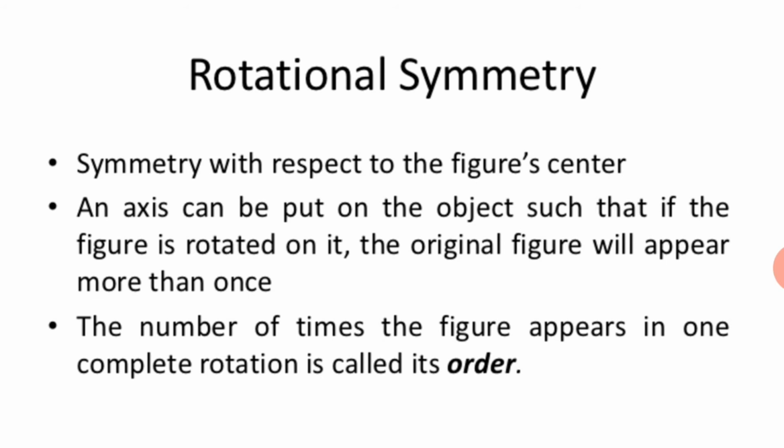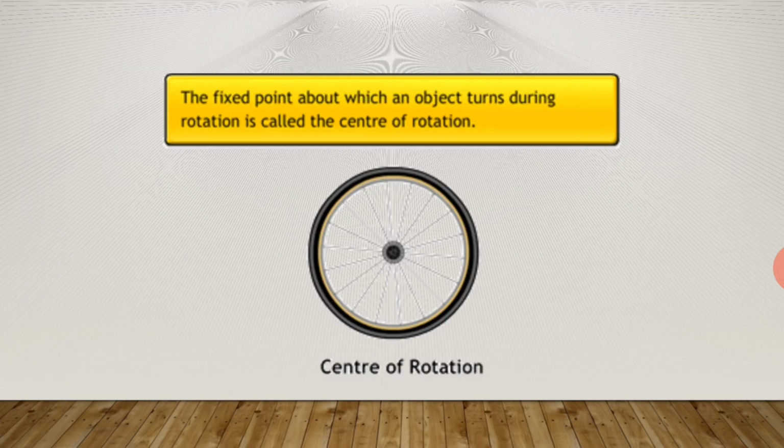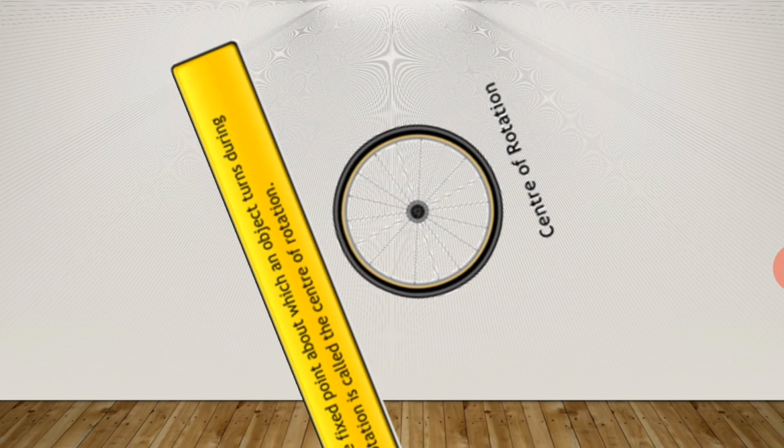The number of times the figure appears in one complete rotation gives the order of rotation. So, for rotation, we need 3 pieces of information. What are the 3 pieces of information we need? The first one is the center of rotation, then the angle of rotation, and the direction of rotation. The center of rotation is the point of rotation, and the angle of rotation is the smallest angle. Direction means anti-clockwise or clockwise.